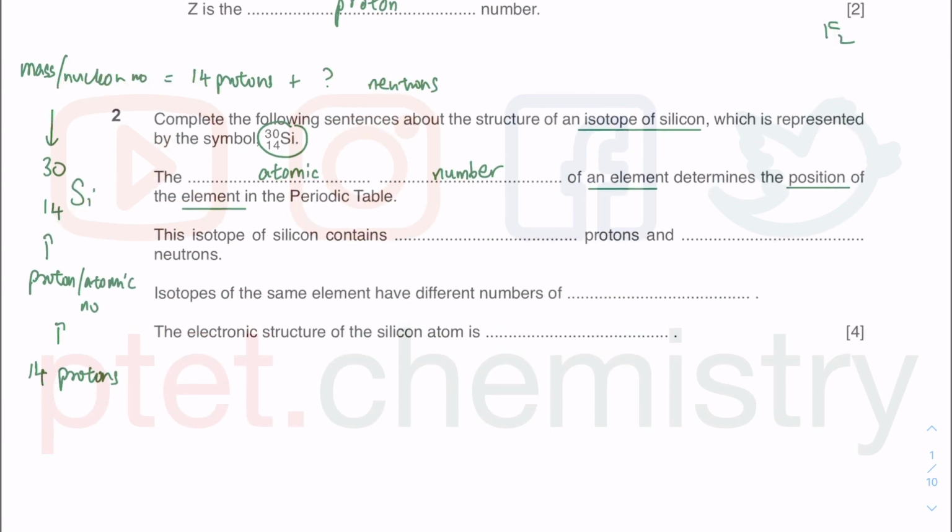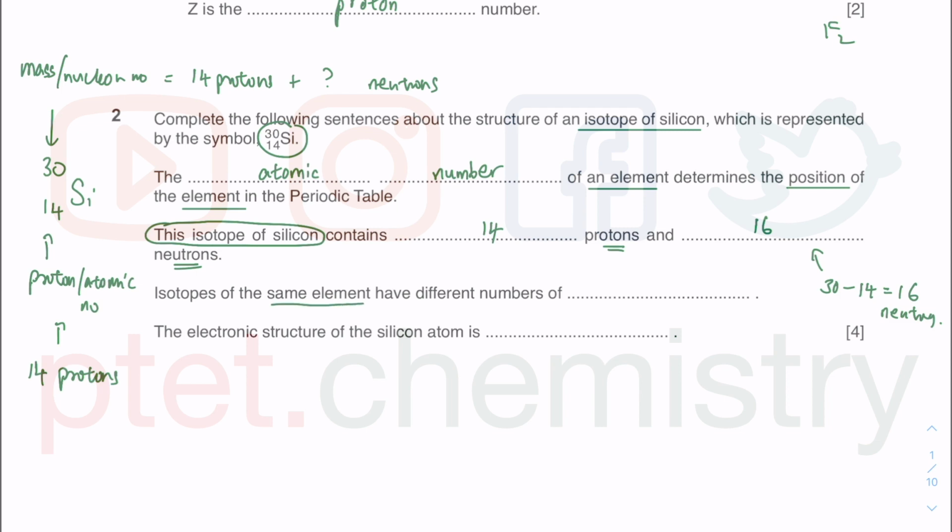All right. So this isotope of silicon. If you read this question, you can't use the periodic table. You've got to use this isotope. It contains how many protons and how many neutrons? There's 14 protons, and there is 30 minus 14 because I want this to be the subject. So 30 minus 14, and I'll get 16 neutrons. Do this on your calculator, you get 16 neutrons.